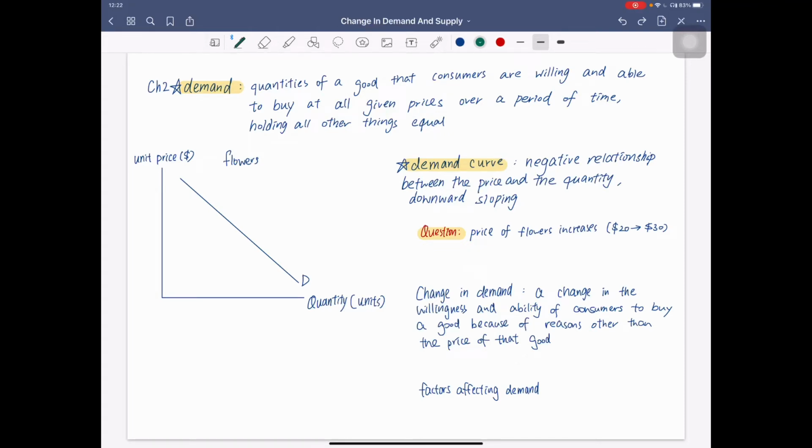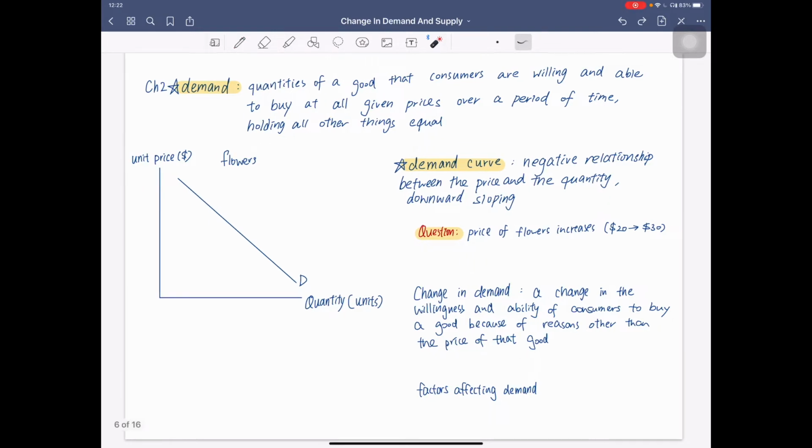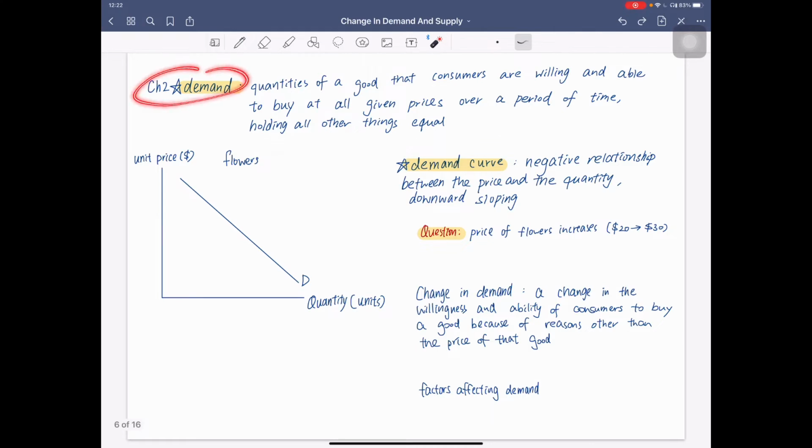What is change in demand and what are the factors affecting demand? So let's recap what we have learned in chapter 2. The definition of demand: it refers to the quantities of a good that consumers are willing and able to buy at all given prices over a period of time, holding all other things equal.